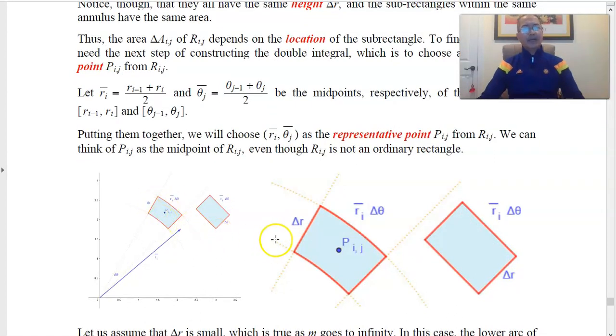If you zoom in, and that's what we have over here, maybe tilt your head this way. Notice that the subarc on the top and the subarc at the bottom are different lengths, but they are almost the same. So what we're going to do is imagine straightening out this polar subrectangle. This edge is already straight, so we're going to keep that. Of course, that distance is our delta r, the same length over here.